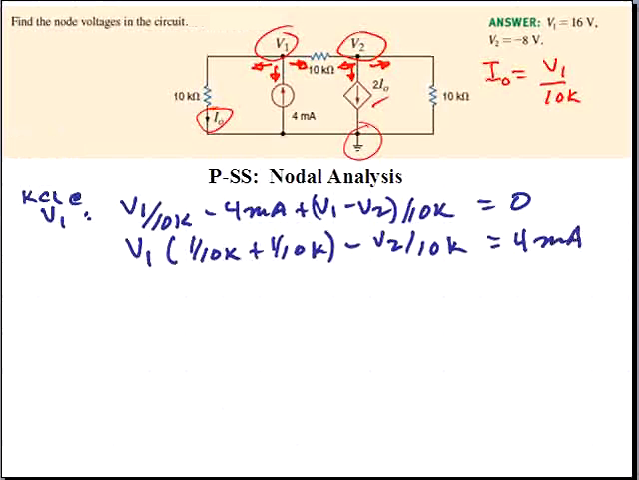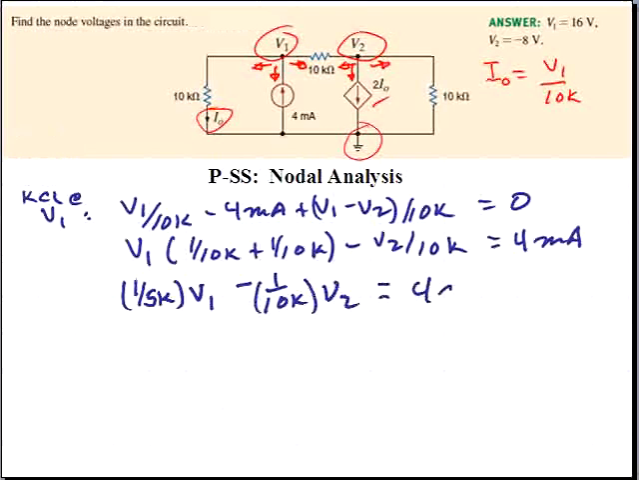Or condensing this, or rewriting, we have 1 over 5K V1 minus 1 over 10K V2 is equal to 4 milliamps. This is one of our node equations.